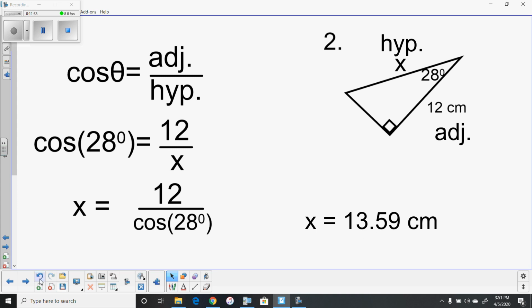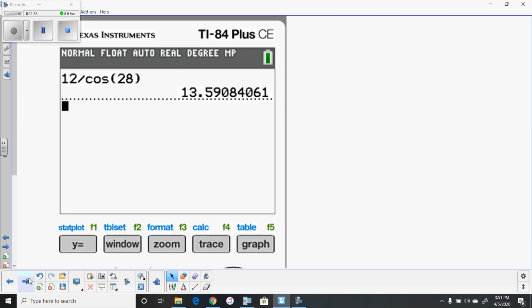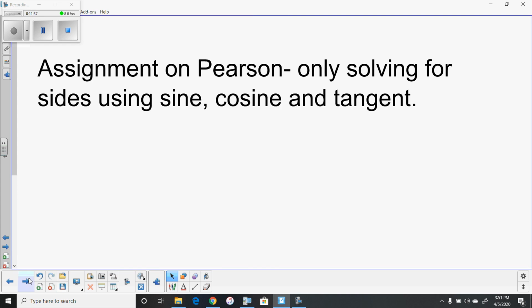Things to think about as you're solving. So there's going to be an online Pearson assignment. Look for that in Pearson. It's only going to be using sine, cosine, and tangent. Solve for missing sides. There's tons of information out there on this.